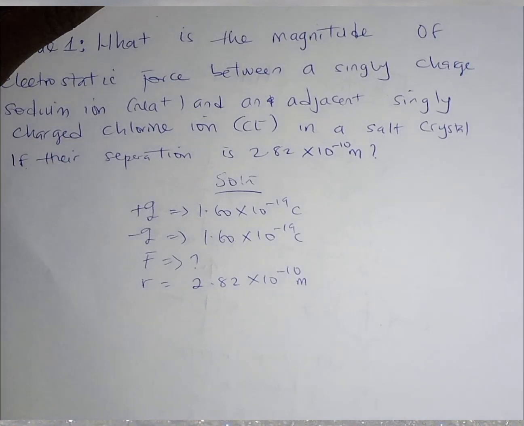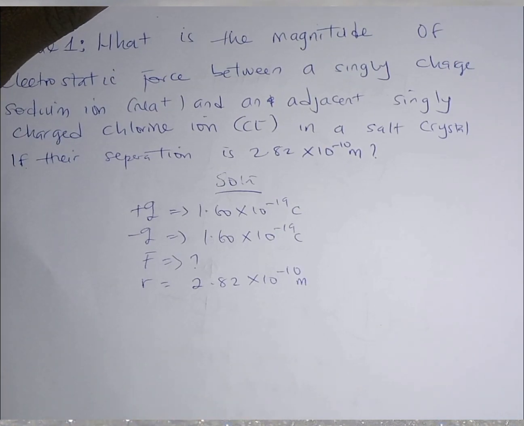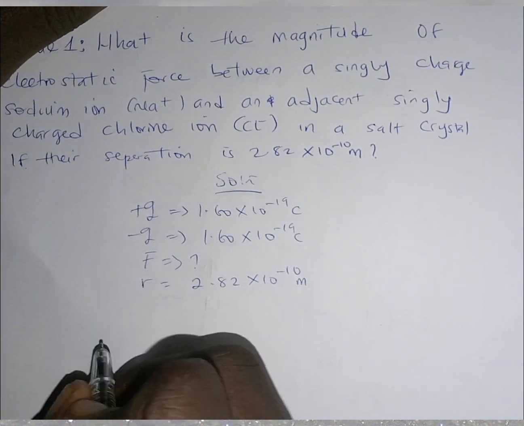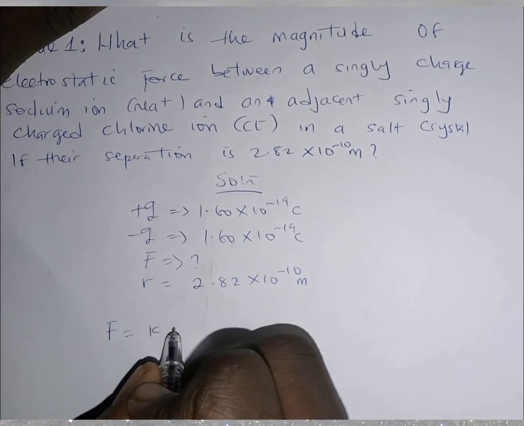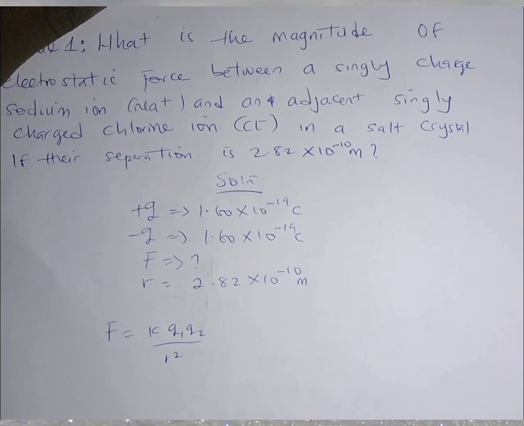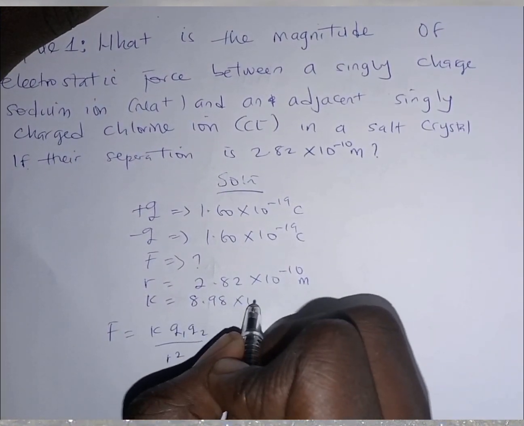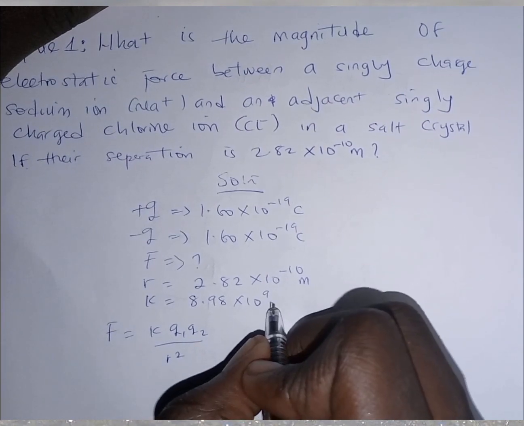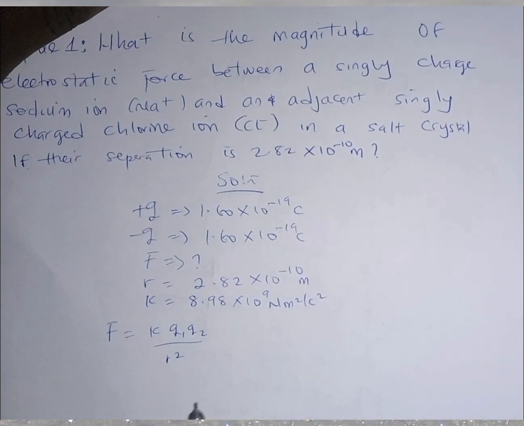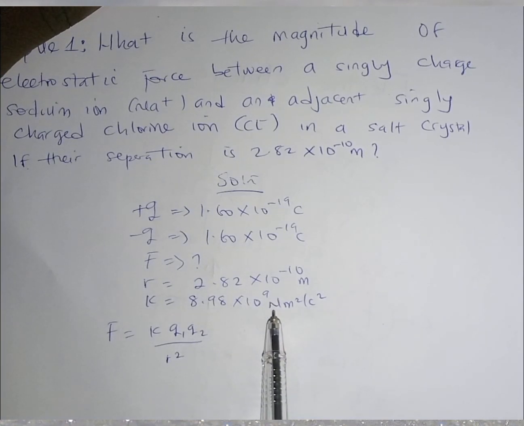Now knowing this value, recall that the formula by Coulomb's law that we use in calculating force is F equals K Q1 Q2 over R squared. Now K is a constant and the value of K equals 8.98 times 10 raised to 9 Newton meter squared per coulomb squared. So anywhere you see K, you should know the value is 8.98 times 10 raised to 9 Newton meter squared per coulomb squared.